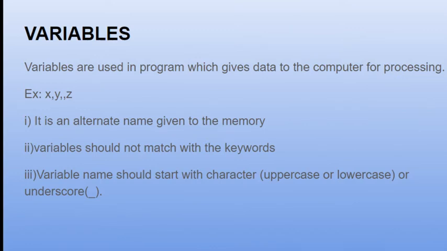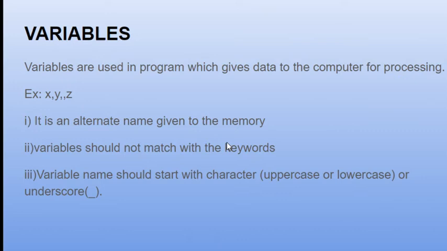Next we will be going to the next part, that is variables. Now what are variables? I'll just read the definition that I have given over here. Variables are used in a program which gives data to the computer for processing. So this is something that is used in the program to give the data. For example, X, Y, Z, A, B, C, let it be anything. It is just like an alternate name that is given to the memory.